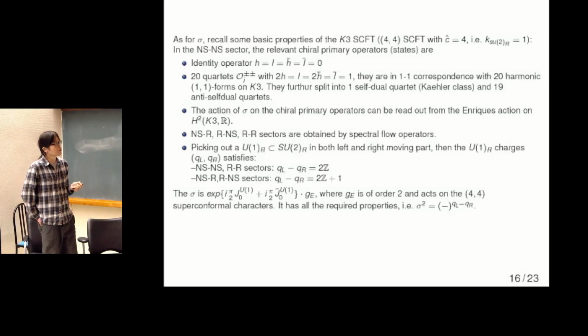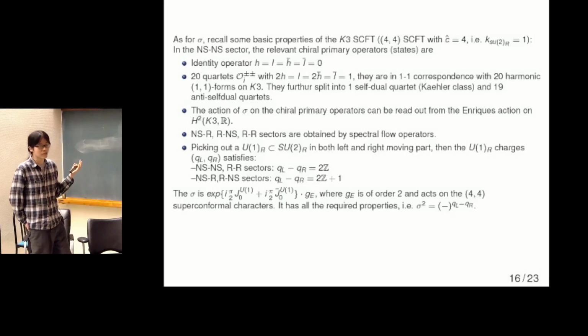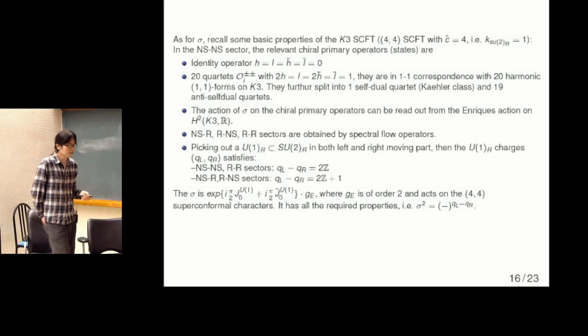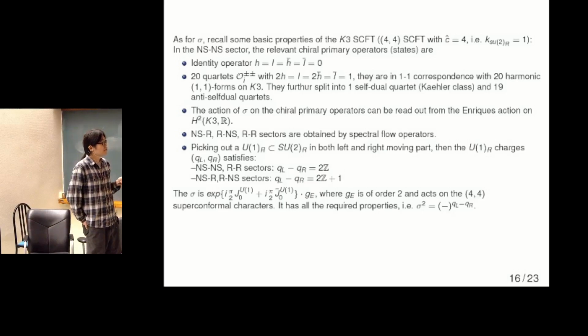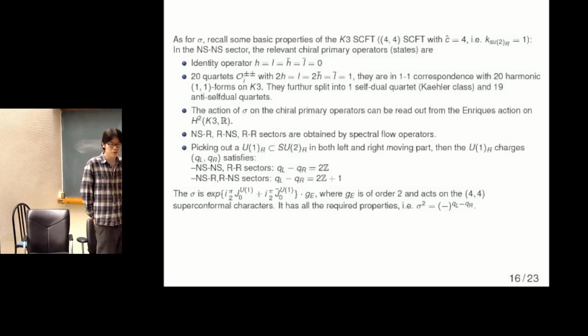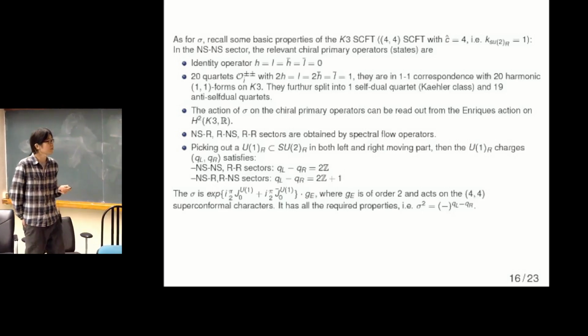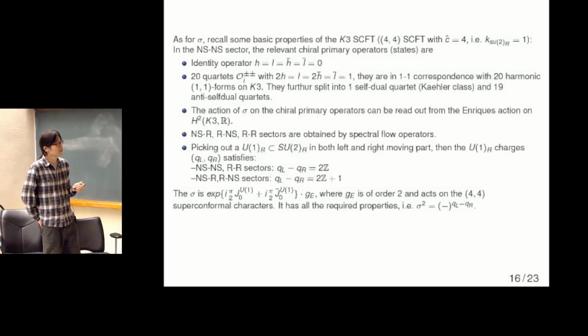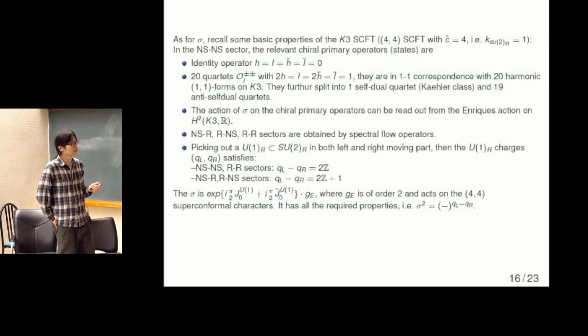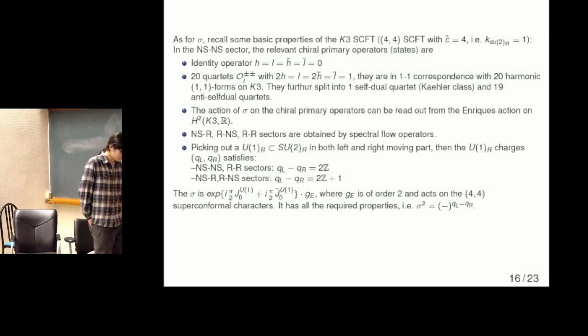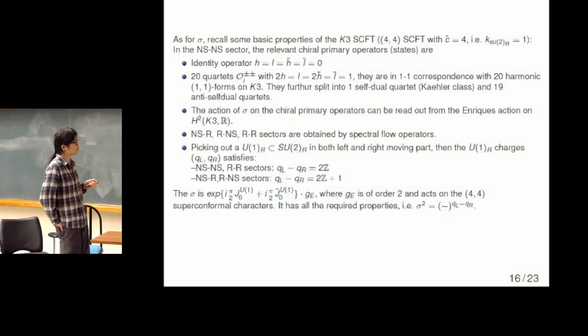Also, the action on the chiral primary operators can be read out just based on the Enriques action on the cohomology of K3. As for the other three sectors, they could be obtained by spectral flow operators. And if we select out the (2,2) superconformal algebra out of the (4,4) one, we see that it has the property that the U(1) charge difference between the left-moving and right-moving satisfies the following property. The charge difference is an even number in the NS-NS and R-R sectors, and it's an odd number in the NS-R and R-NS sectors. And based on all these properties, we can easily pin down the structure of this action sigma.